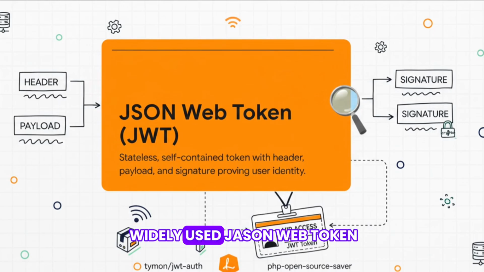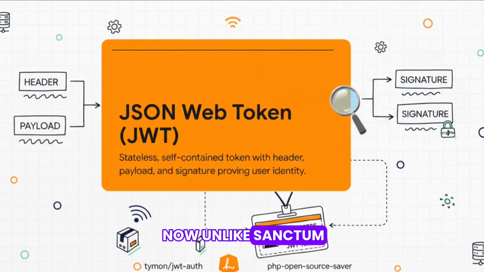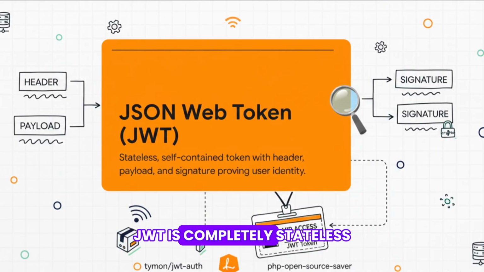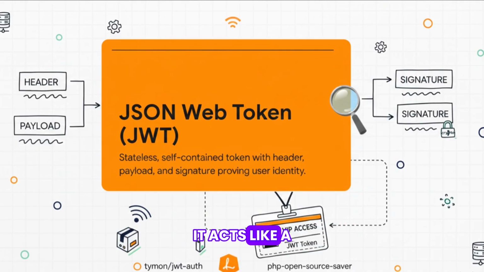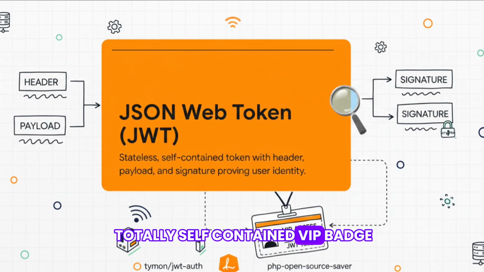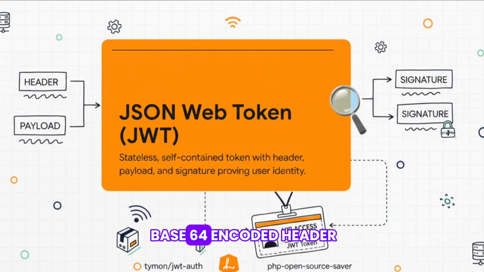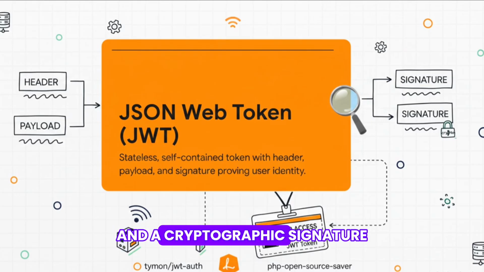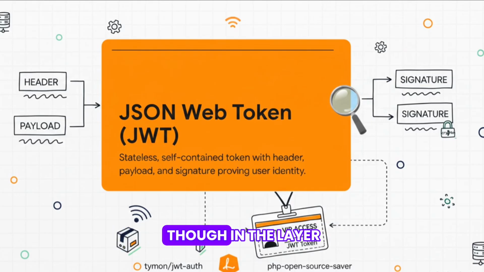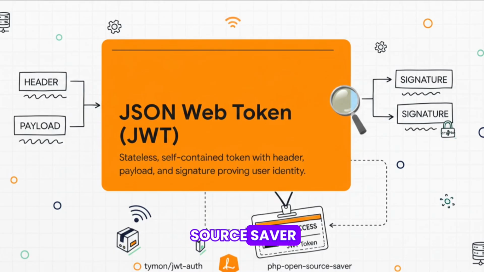Next up is the widely used JSON Web Token, or JWT for short. Now, unlike Sanctum, JWT is completely stateless. It acts like a totally self-contained VIP badge. It consists of a base64 encoded header, a payload that holds your user claims, and a cryptographic signature. One thing to note, though, in the Laravel world, this actually isn't built right in. You typically have to implement it using third-party packages like tymon/jwt-auth or PHP Open Source Saver.